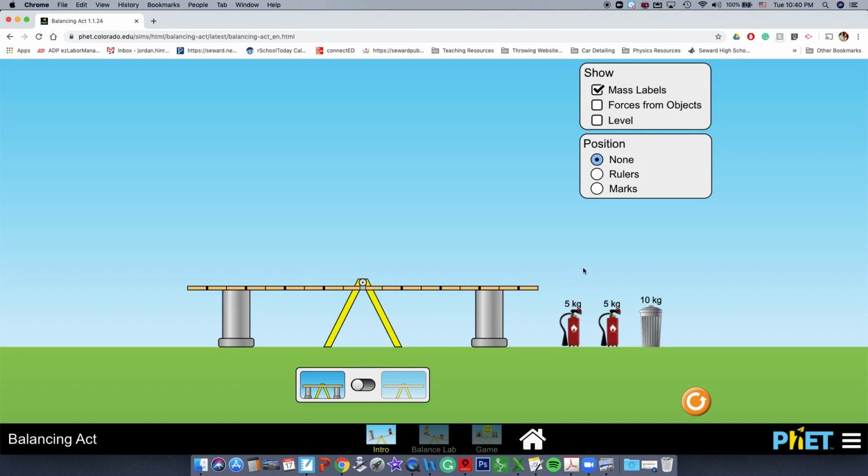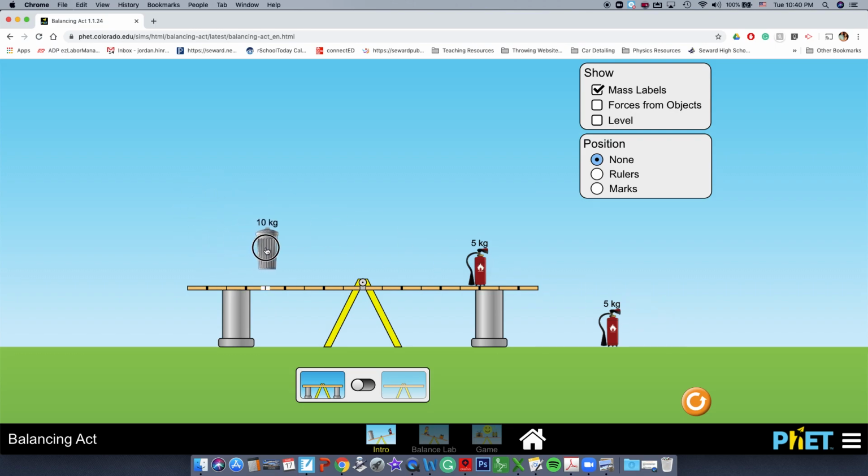So just a quick intro to this. I've got nothing on here, so this is going to be balanced. This little button takes everything, takes my little pillars away. So the worksheet tells you to start playing around with things to figure out where you would put objects.